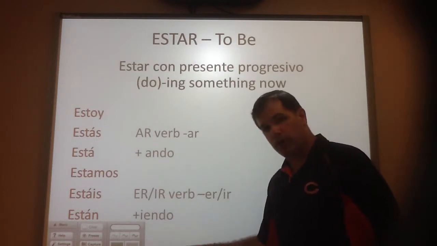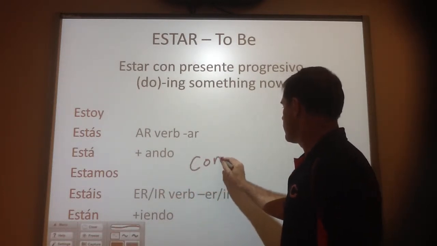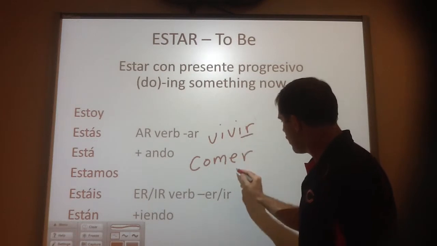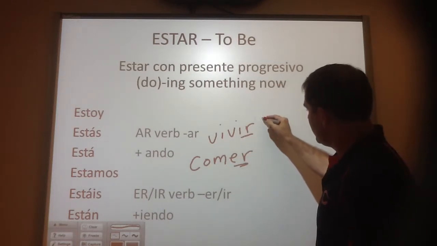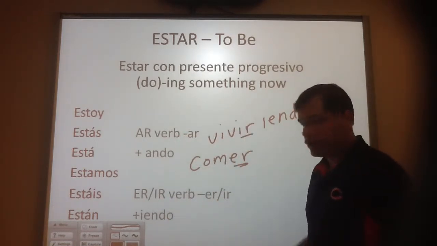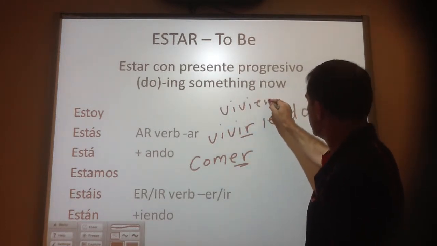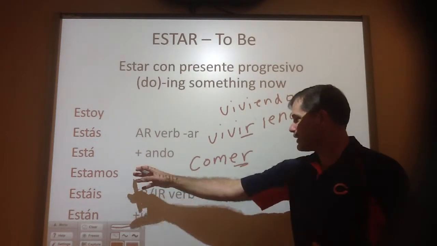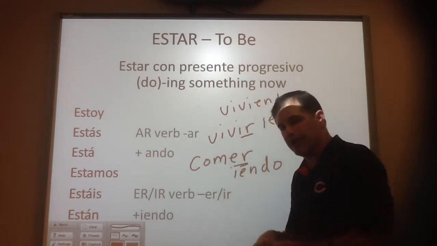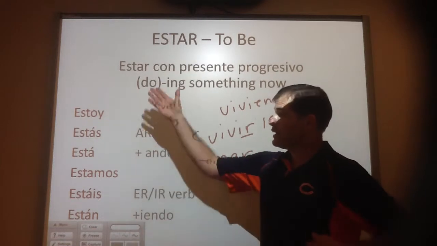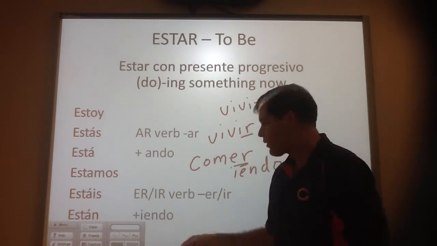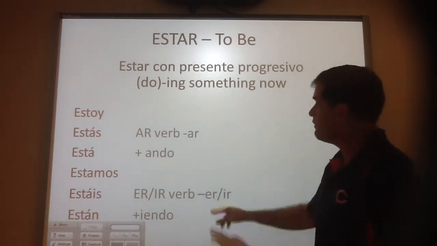So if it's an ER verb, like comer, or an IR verb, like vivir, once again we take off the ER or the IR and we add yendo. So this would be estoy viviendo. I am living. Estoy viviendo. Estamos comiendo. We are eating. Estamos comiendo right now. Ahora. Right now. Okay? So we can take a form of ESTAR plus any verb minus the ending with ando or yendo, and we have that we're doing it right now. Okay?